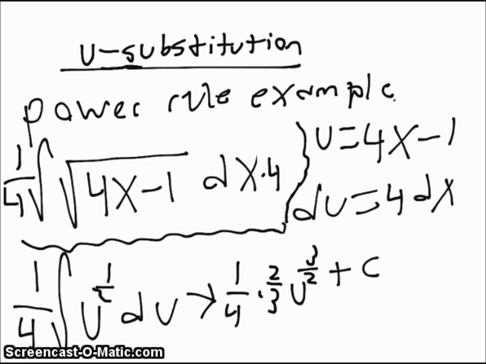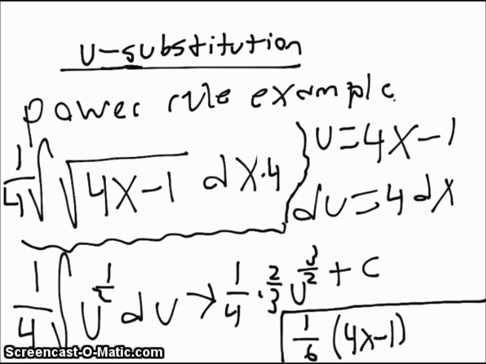And so now at this point, you can put in u and do some simplifying. And so you do some simplifying, and you put in 4x minus 1 where u is, because that's what it is, and you will get 1 over 6 times the quantity 4x minus 1 to the 3 over 2 power, plus c. Do not forget the plus c. And that is how you would do that.